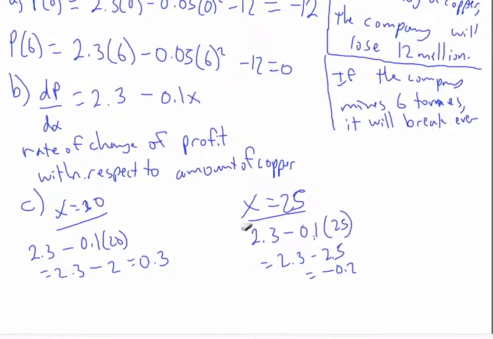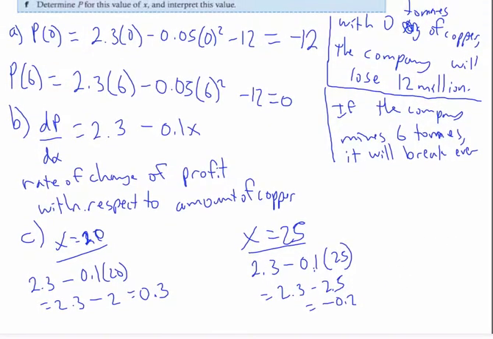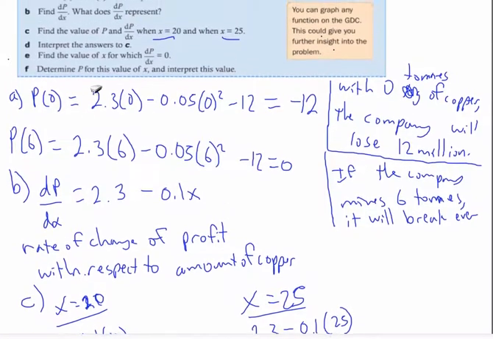Okay, so what this shows us is that if you mine 20 tons of copper, your profit is increasing. But if you get to 25 tons of copper, your profit is actually starting to decrease. Okay, so that's useful information for a company.